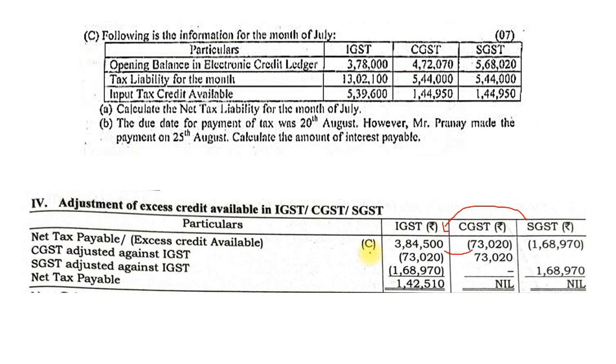The second part: the due date for payment of tax was 20th August. However, Mr. Pranay made the payment on 25th August. So if you look carefully, there is a 5 days delay in payment of tax. So interest for 5 days will be charged. Interest will be 18%. So let us see how to calculate.